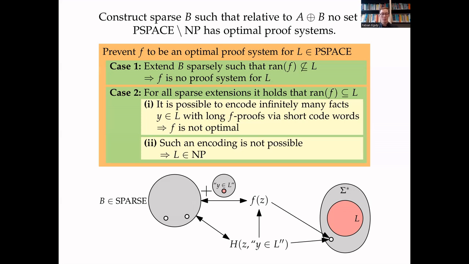So summing up, we either achieve that F is no proof system for L in case 1, or that F is not optimal for L in case 2I, or that L is inside NP in case 2II. And all of this is possible with a sparse oracle. And doing this now for all FP functions and all sets in P space achieves our goal, and in the end, the desired oracle. That's it.